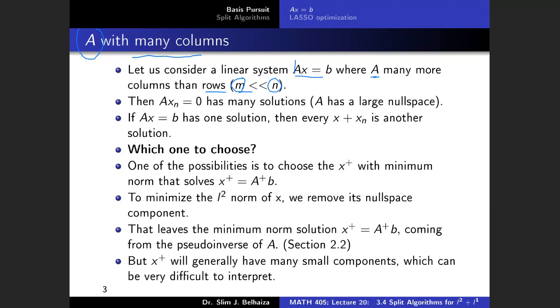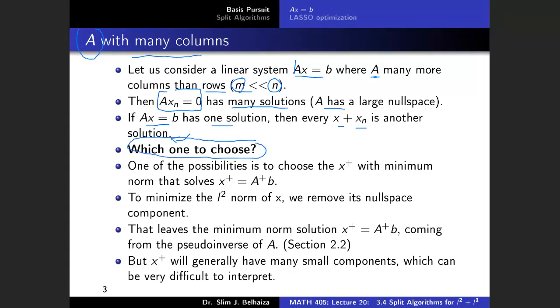So in that case, if you focus on AXN equals 0, it would have many solutions. Okay? It has what we call a large null space. While if AX equals B has one solution, then every X plus XN is another solution. Okay? So now the question is which one among all these solutions to choose.